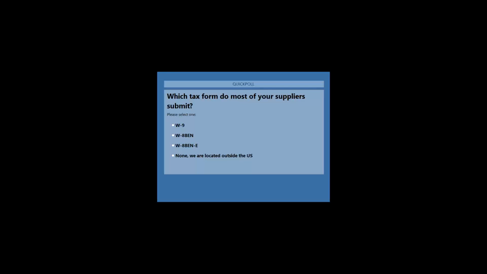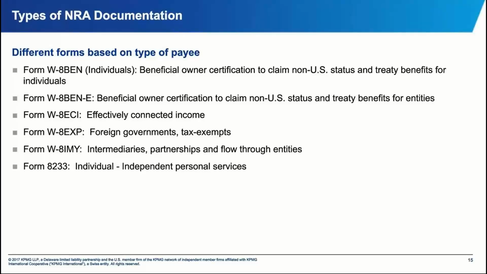Now, as I mentioned, I'm going to go into each of the types of forms that you may be receiving from a supplier. Obviously, the W-9 from a U.S. person, and I don't have that listed here because we're really talking about payments to non-U.S. persons. So we've got the W-8 BEN. That is going to be provided to you by an individual. They're certifying that they are the beneficial owner of the income. They're a non-U.S. person, and they can use that form to claim treaty benefits if they're so entitled.